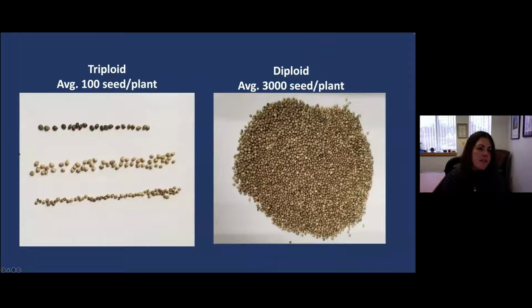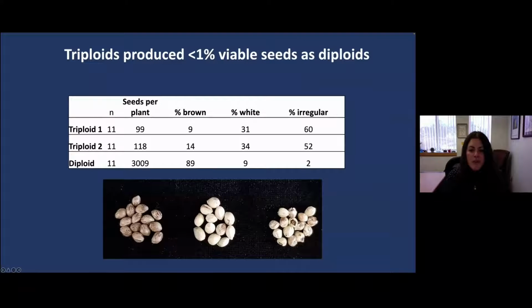This is the seed collected from a single triploid of similar size. These are viable, these are hollow, these are irregular, malformed. These were cut open to prove they were hollow. Here's some of her early data on this, showing the percent brown and irregular and white.